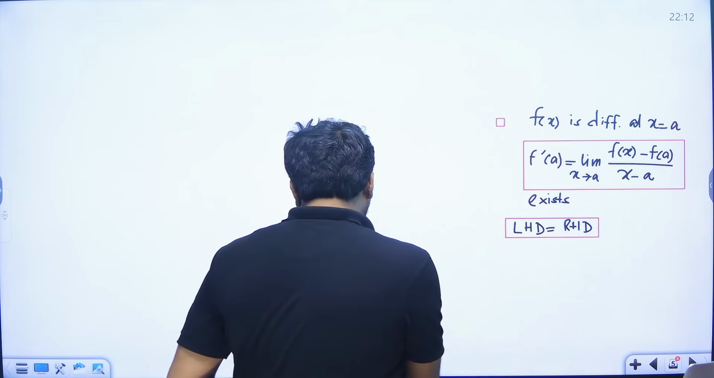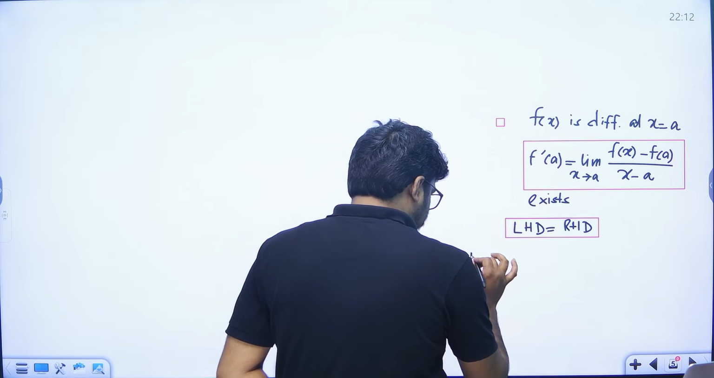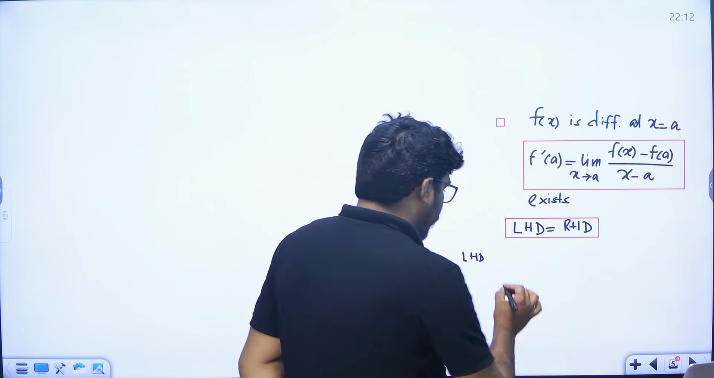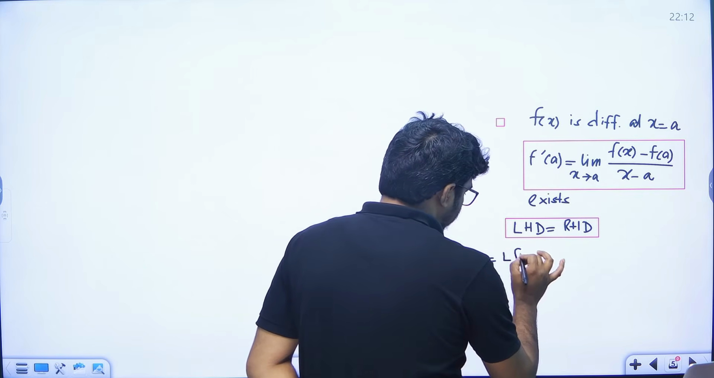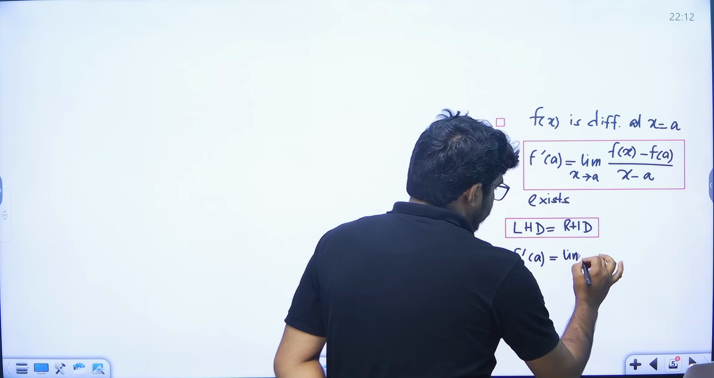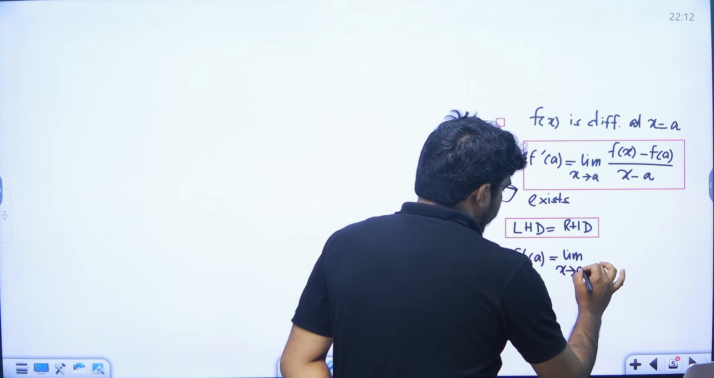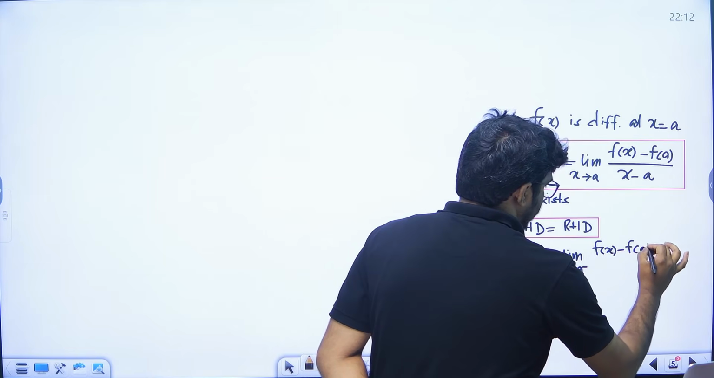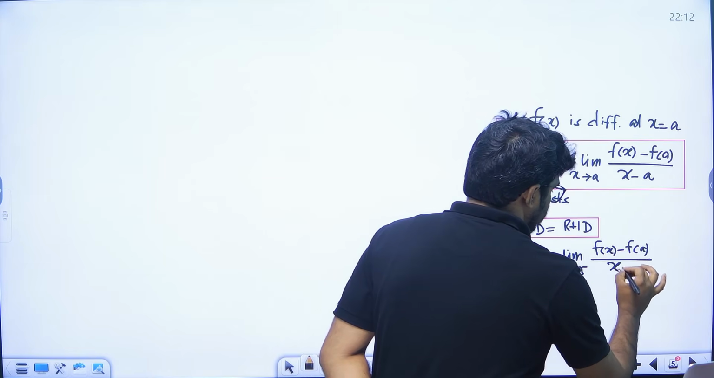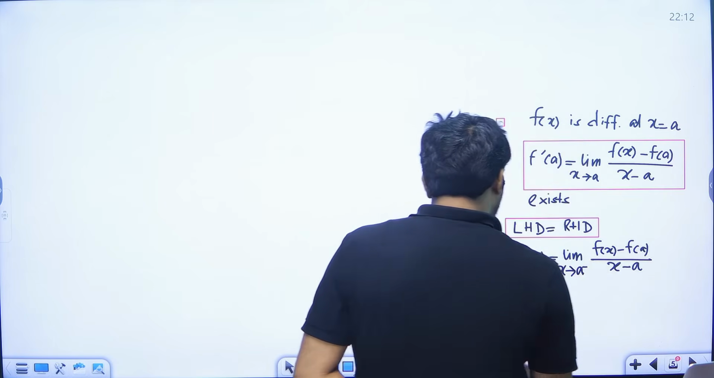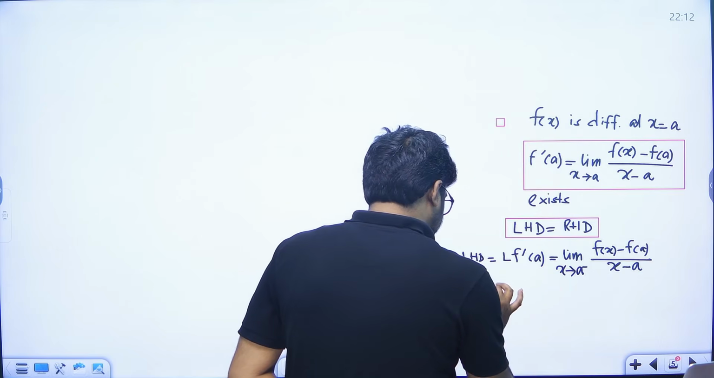So what is the left hand derivative? The left hand derivative is denoted by the symbol Lf'(a). This is defined as limit x tending to a minus of (f(x) minus f(a)) divided by (x minus a). And what is the right hand derivative?